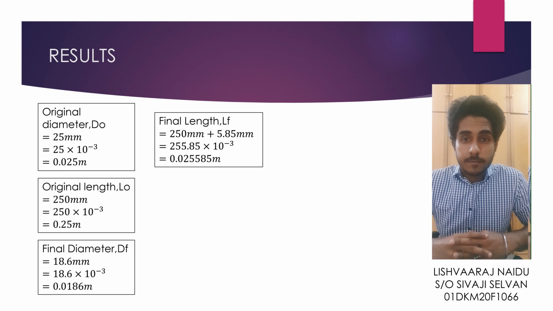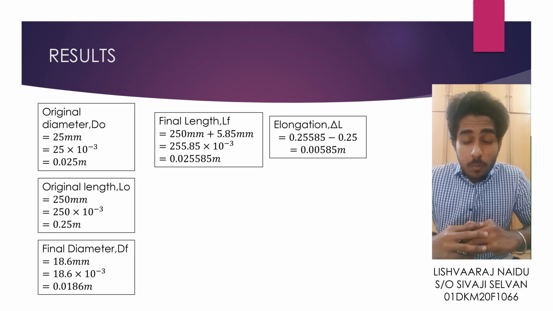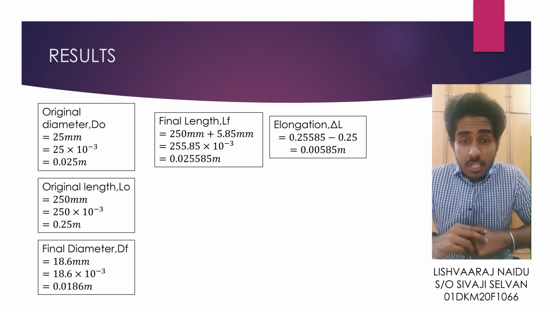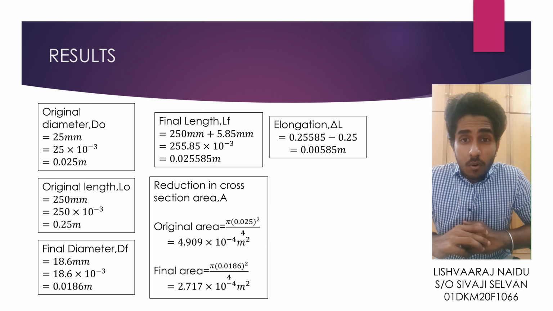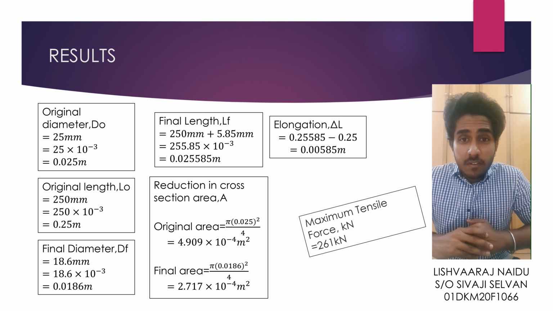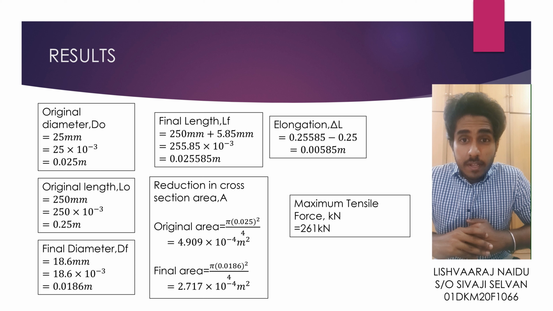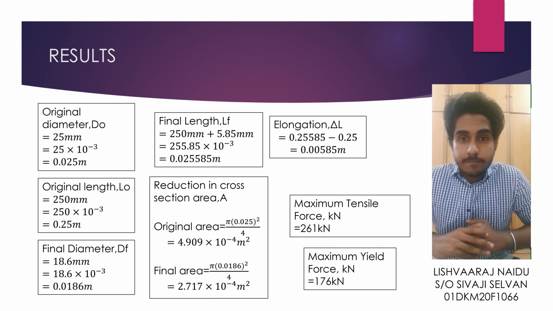0.25585 meter. Next we will see the elongation, which is 0.00585 meter. And next we will see the reduction in the cross section area, where the original area is 4.909 times 10 power negative 4 meter square and the final area is 2.717 times 10 power negative 4 meter square. And now we know that the maximum tensile force is 261 kilonewton and the maximum yield force is 176 kilonewton.